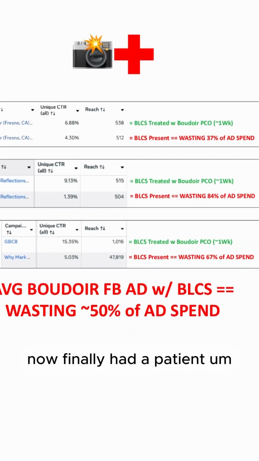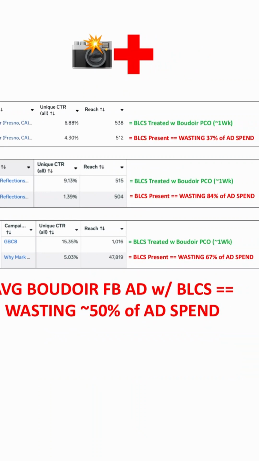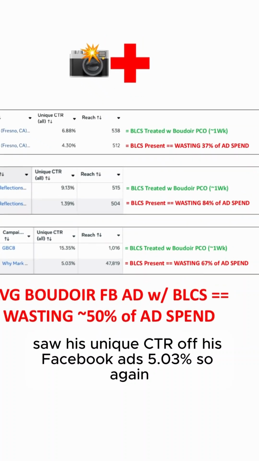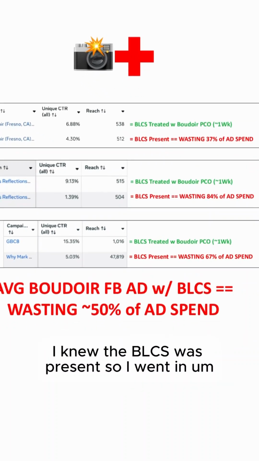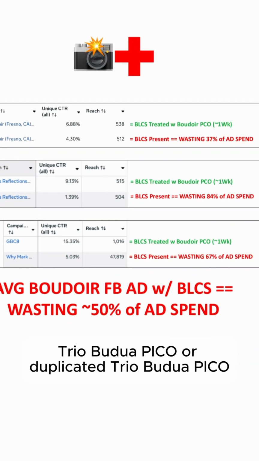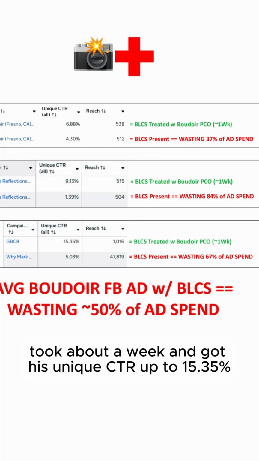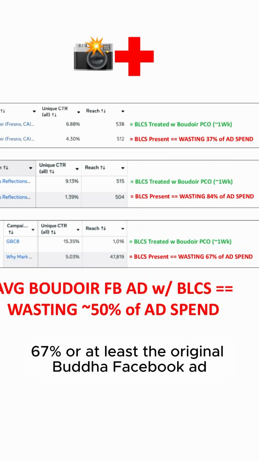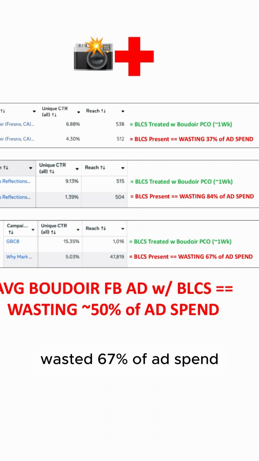Now, finally, had a patient whose unique CTR of his Facebook ad was 5.03%. So again, I knew the BLCS was present. So I went in, duplicated, treated with Boudoir Pico, took about a week, and got his unique CTR up to 15.35%. So I found out he was wasting 67%, or at least the original Boudoir Facebook ad was wasting 67% of ad spend.